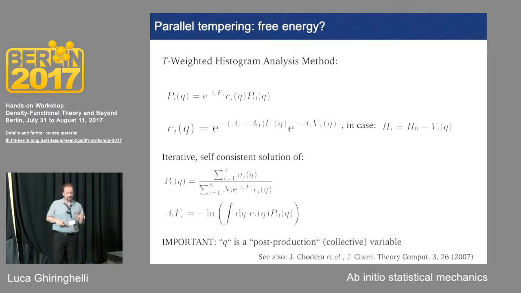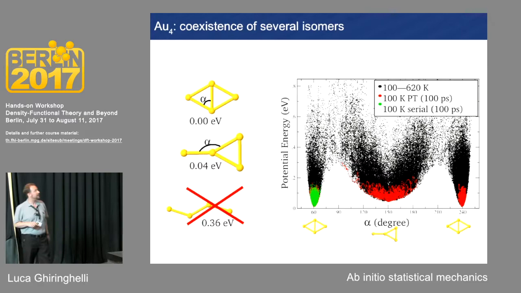And to show quickly an application that has been done in my group, let's say that we simulate a cluster of gold, Au4, and after the simulation, one sees that these two are predominant structures. And then I decide that the variable of control is this angle here, and I get the population of the different phases.